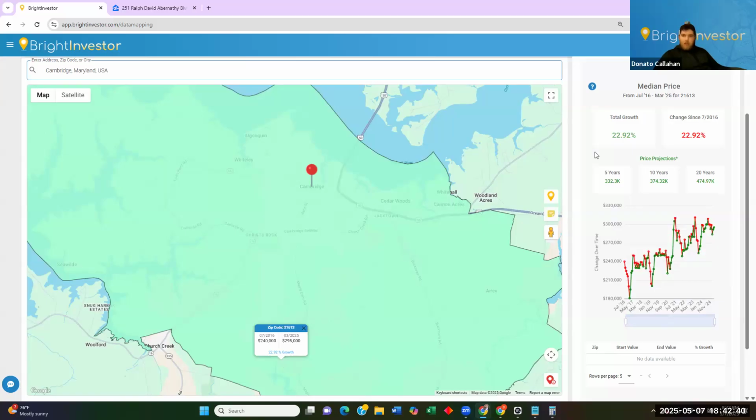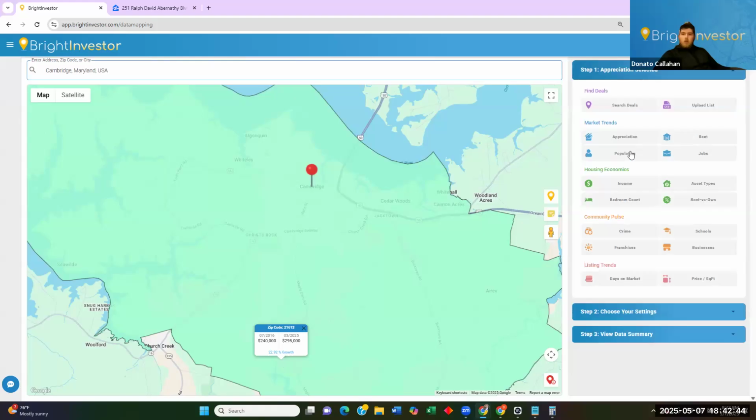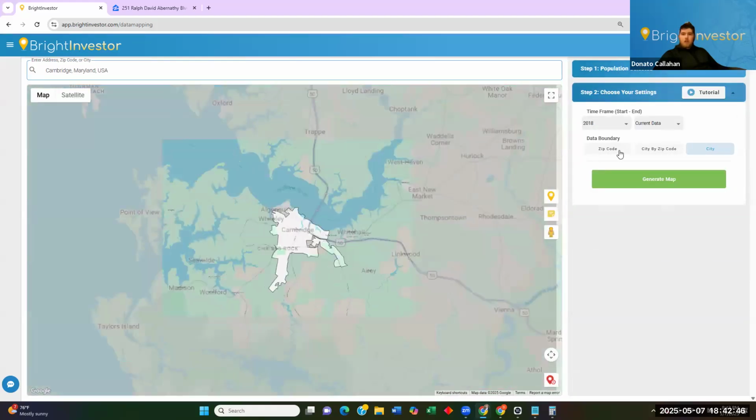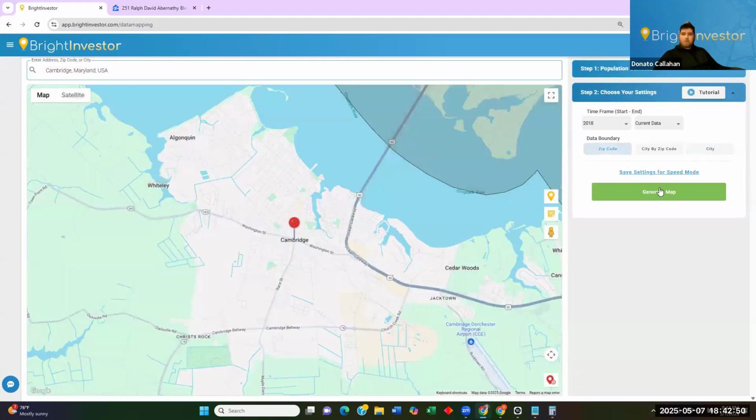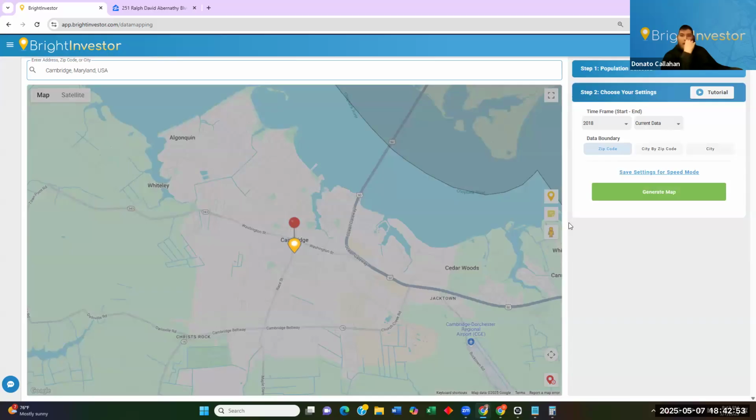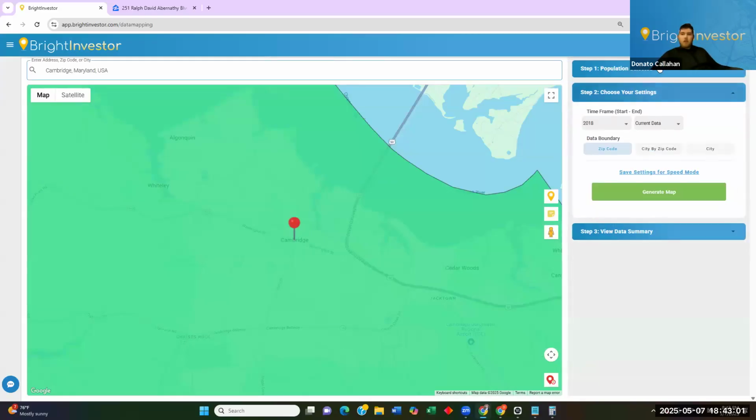So we're at about 300K right now. Okay, we're going to do a quick check on our population growth here, and we'll just do this whole zip code and this whole area. Get an idea of what's happening here as a basis of what's going on. Great population growth, right? Up 6% in the last couple of years, which is awesome.